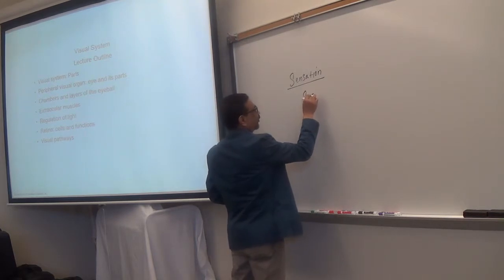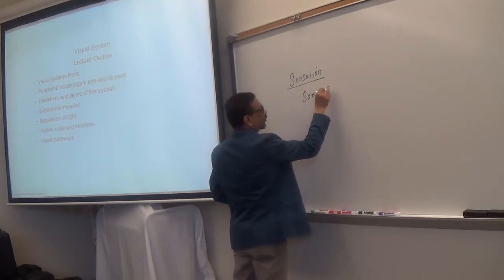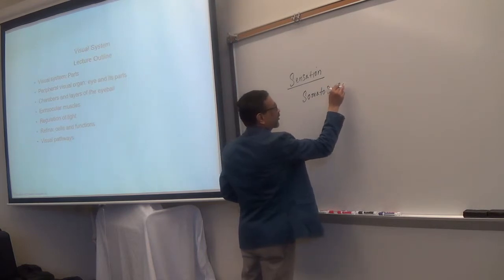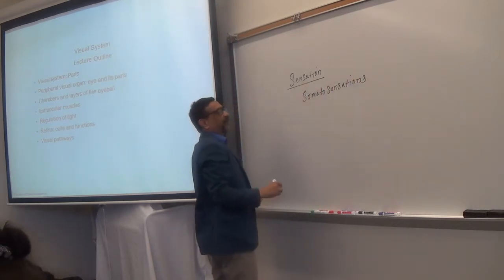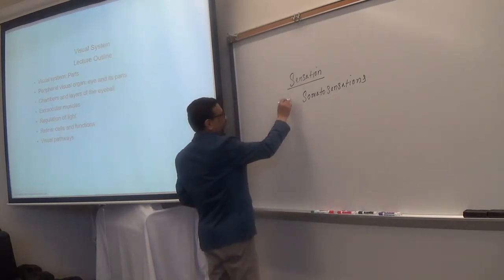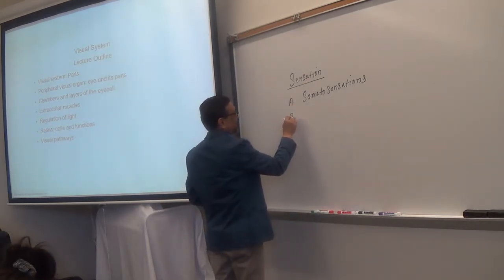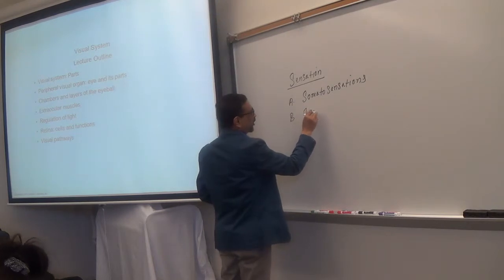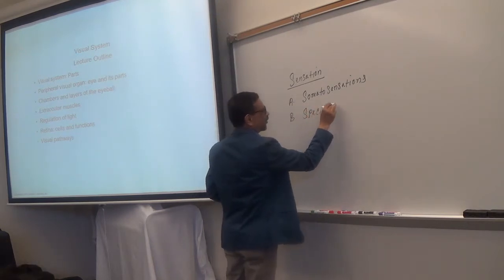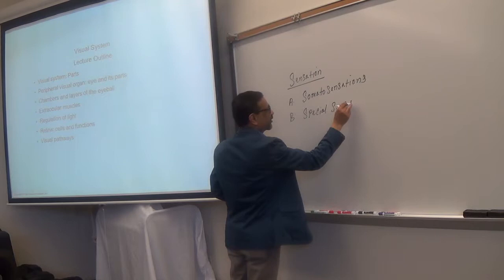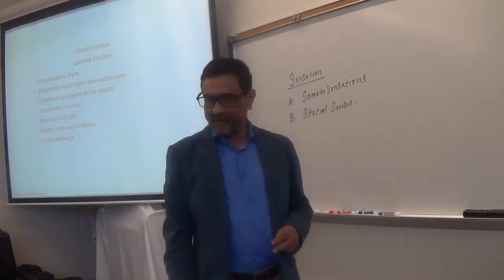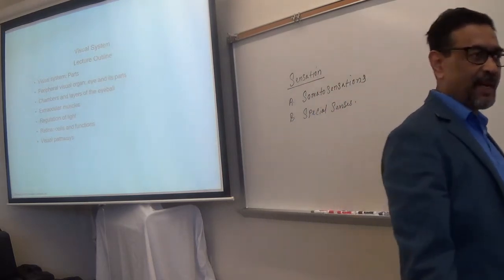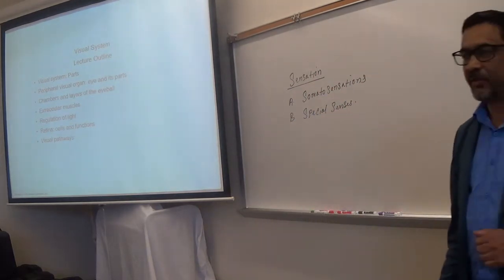One is called somatosensations, and another type of sensation that is called spatial senses. Okay, so those are two types of sensations: somatosensations and spatial senses.